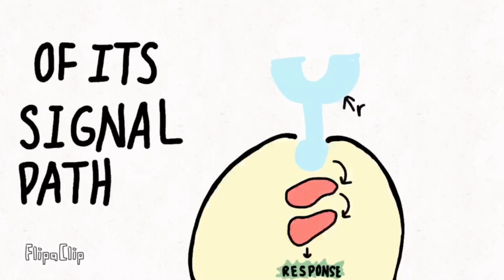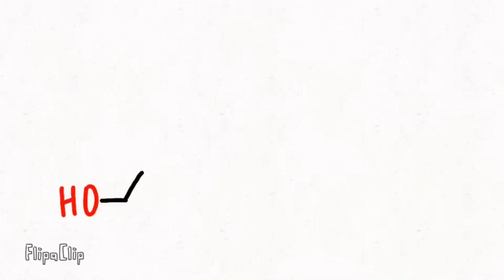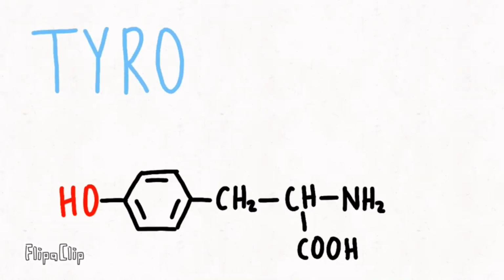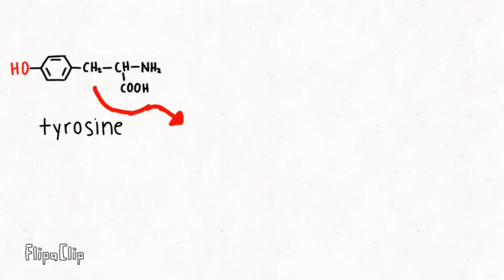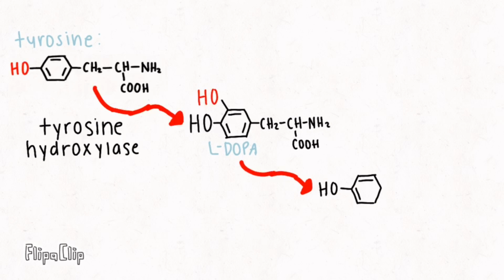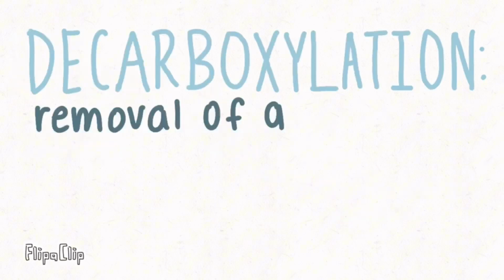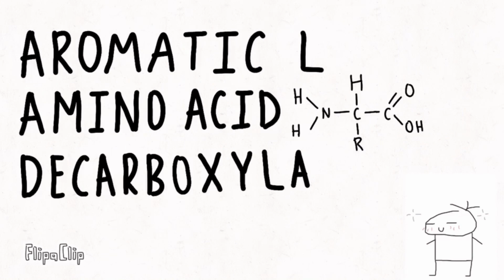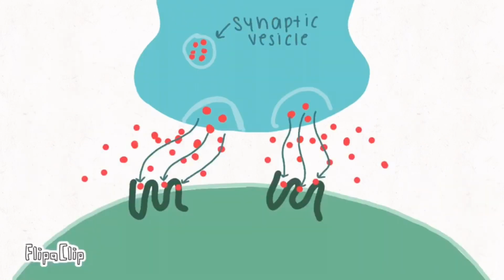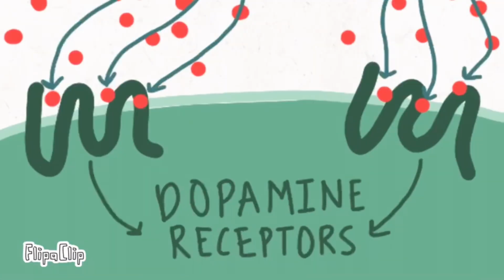Dopamine is the ligand of a signal pathway. It is synthesized from an amino acid called tyrosine. Its following enzyme, tyrosine hydroxylase, converts it into L-DOPA. L-DOPA is converted into dopamine by a decarboxylation reaction catalyzed by aromatic L-amino acid decarboxylase. Then, the dopamine neurotransmitters release in a synaptic neuron, binding to the dopamine receptors.